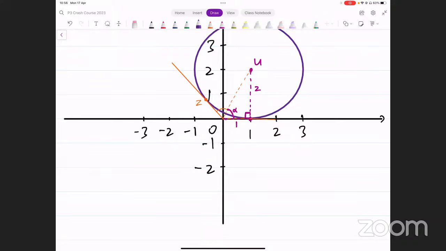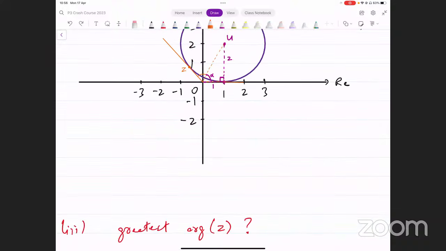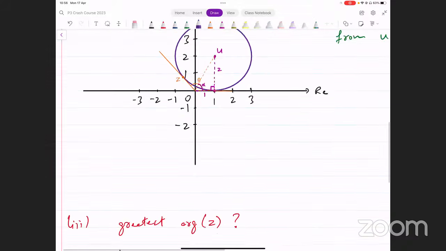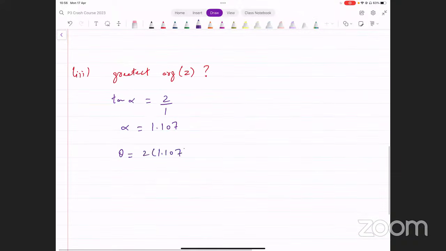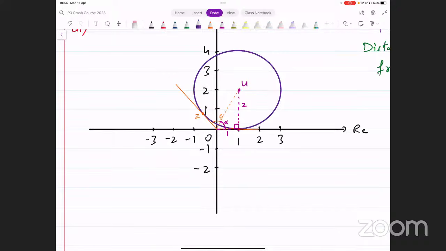Now, we were not looking for just alpha, we were looking for this complete angle, right? How do you find that complete angle? You just multiply alpha by 2, and that will give us that complete angle, which we called theta earlier. So you can say theta is equal to 2 into 1.107, and that gives us 2.21. And this is the greatest possible value for the argument of z if it was on the circumference of the circle. This would be the greatest possible value for the argument of z.